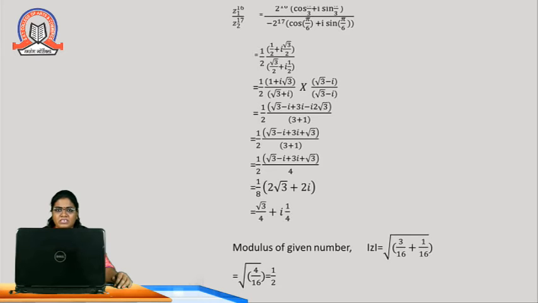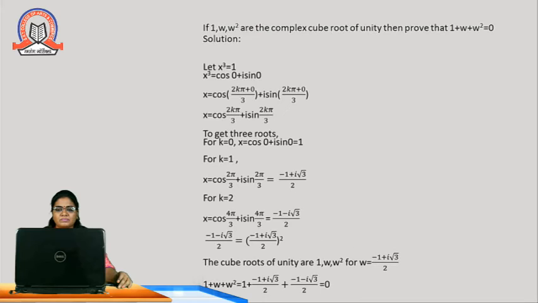This is in division, so we are taking the conjugate of the denominator and multiplying and dividing. After multiplying the numerator we are getting the answer as root 3 minus i plus 3i plus root 3 upon, in the denominator we are getting 4. Cancelling the values we are getting root 3 by 4 plus i into 1 by 4. So the modulus of this value is 1 by 2.